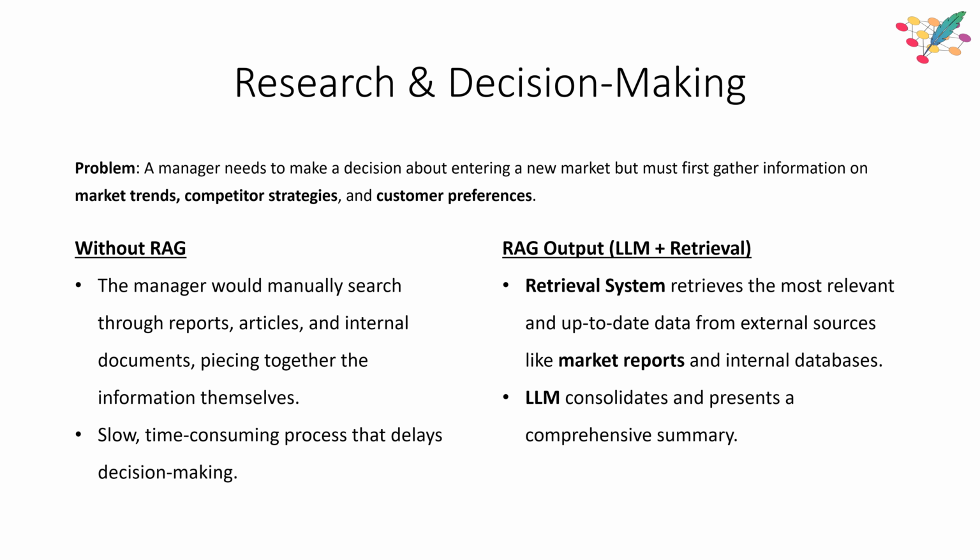RAG is also incredibly powerful for research and decision making. Imagine a manager needs to decide whether to enter a new market. Traditionally, this would require sifting through market reports, competitor data, and customer trends across multiple sources. Without RAG, this process is manual, taking a lot of time. With RAG, however, the AI can quickly retrieve and consolidate the latest information from internal databases and external reports. The manager gets a comprehensive summary of market trends, competitor strategies, and customer preferences all in one place.